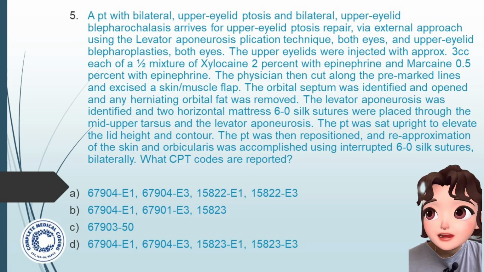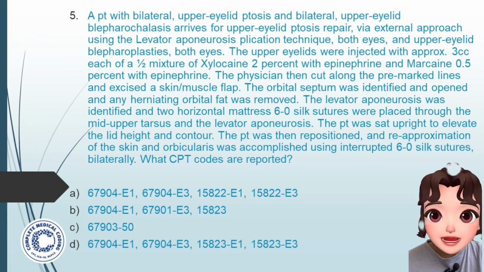The patient was then repositioned and a reapproximation of the skin and orbicularis was accomplished using interrupted 6-0 silk sutures bilaterally. What CPT codes are reported?